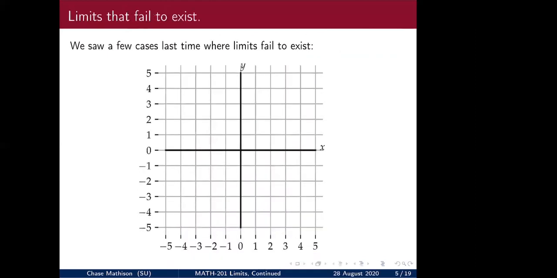All right, so limits that fail to exist. We looked at a lot of limits that we were able to calculate, but there are a lot of times where you can't calculate a limit because it fails to exist. So the first way that we saw was when we had something that looks like this. This is called the Heaviside function.